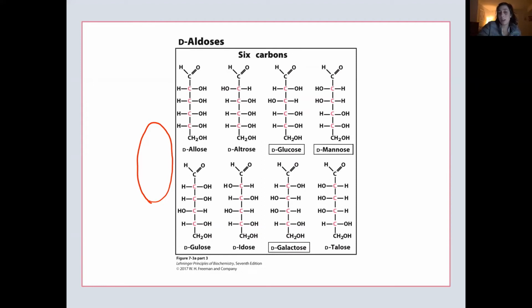The ones here that are of particular importance are glucose, mannose, and galactose.